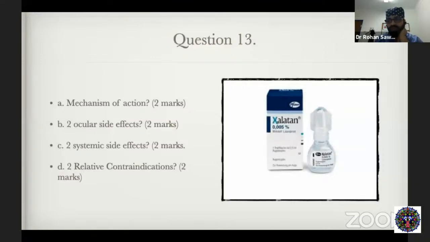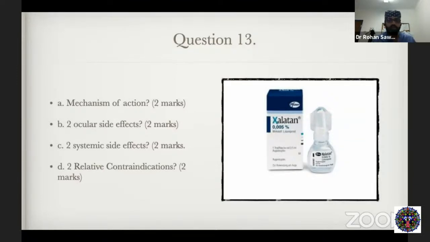Someone on Xalatan, you put them on Xalatan and they come back to your clinic after a few weeks saying, oh, I'm getting a terrible headache, doctor. Is this because of the medicine? Sometimes in people with pre-existing migraine, it can precipitate migraine. On odd occasions, textbooks describe it can cause myalgia, skin rash, mild upper respiratory tract symptoms because it drains through the nasal passage.